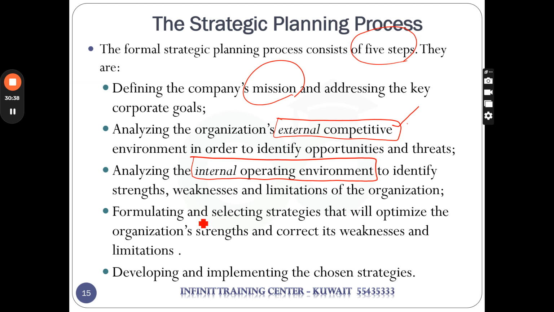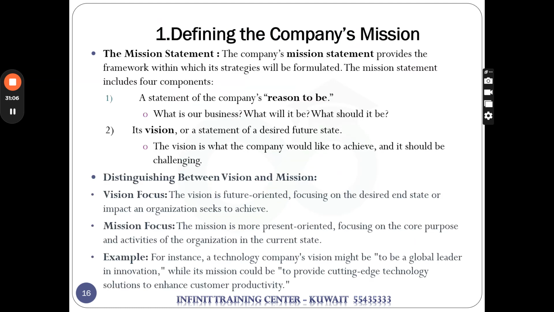Then based on this, formulate selected strategies. So that is going to optimize the strengths of the company, and that is going to correct the weaknesses the company is having. Then develop and implement the chosen strategies. These are the 5 steps, and we'll go into details. The first, defining the company's mission.